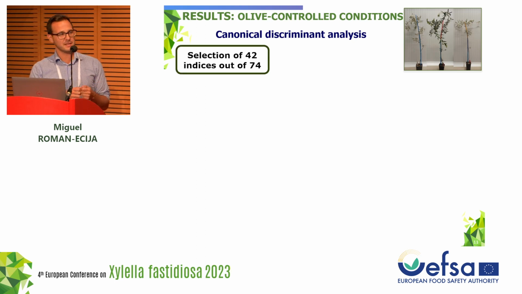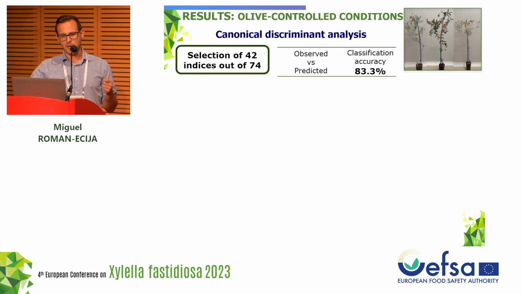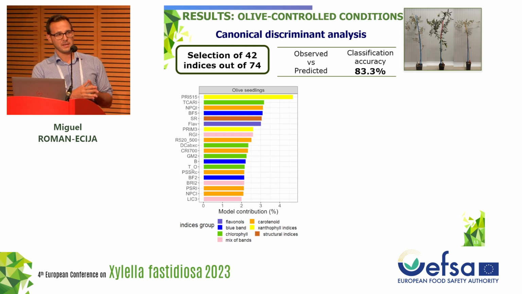And this analysis selected 42 indices out of 74, having a global classification accuracy of around 83%. And the main indices that contribute most to this model were related mainly with pigments, and specifically those pigments related with carotenoids, chlorophylls, and xanthophylls, and also some of them of the blue band.